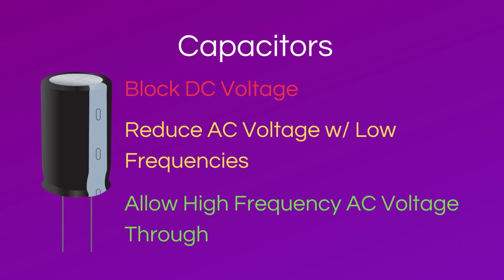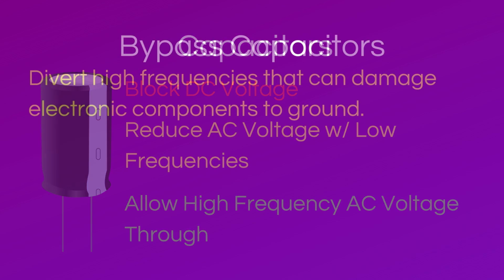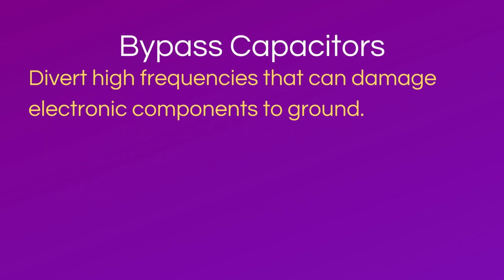Capacitors block DC voltage, attenuate low-frequency AC voltage, and easily allow high-frequency AC voltage through. The equations explaining why a capacitor operates like this will be discussed in a future video about filtering. However, knowing this principle will be enough to understand how bypass capacitors work. A bypass capacitor diverts high frequencies that can damage electronic components to ground.